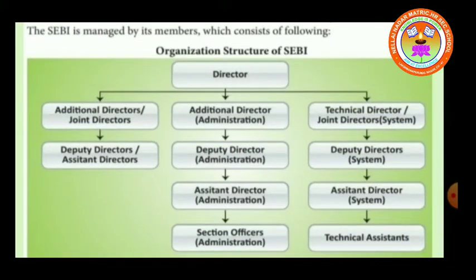Organization structure of SEBI. Directors are classified into three divisions: Additional Director or Joint Director, Additional Director for Administration, and Technical Director or Joint Director for System. Under the Additional Director or Joint Director, Deputy Director or Assistant Director will be there. Under the Additional Director for Administration, Deputy Director, then Assistant Director, then Section Officers will be there. Under the Technical Director or Joint Director for the System, there are Deputy Director System, Assistant Director for the System, and Technical Assistance.